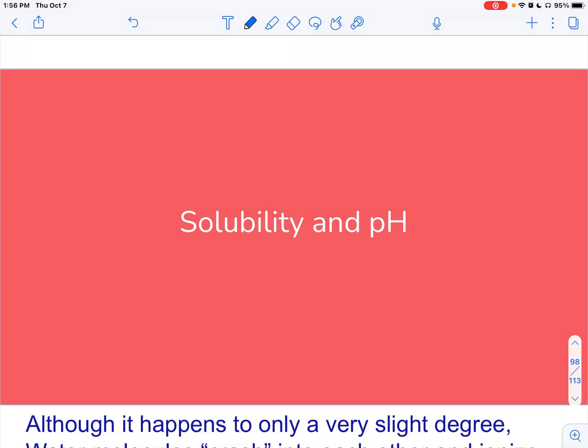So the last little topic of Unit 2 is solubility and pH. Now next unit, Unit 3, is all about acid-base, so we'll get way more into pH. But today I'm just going to go over the basics of pH, if you don't already know them, and talk about how solubility is affected by them, okay?